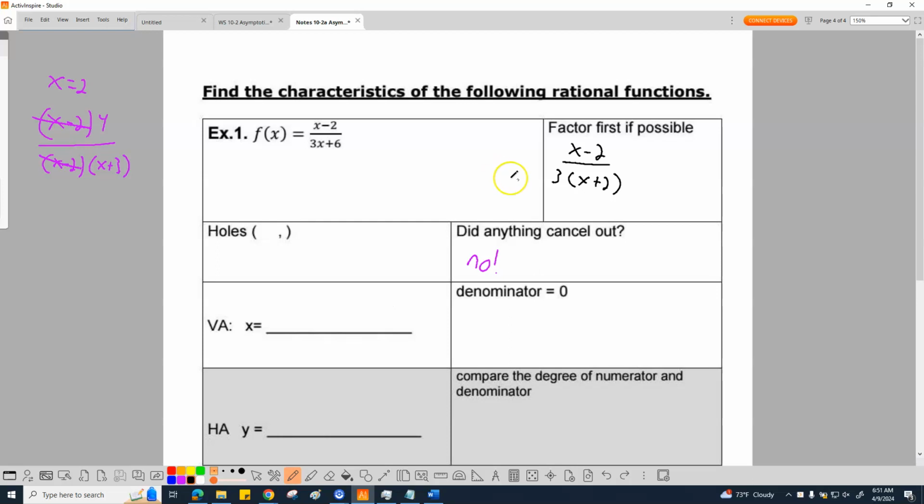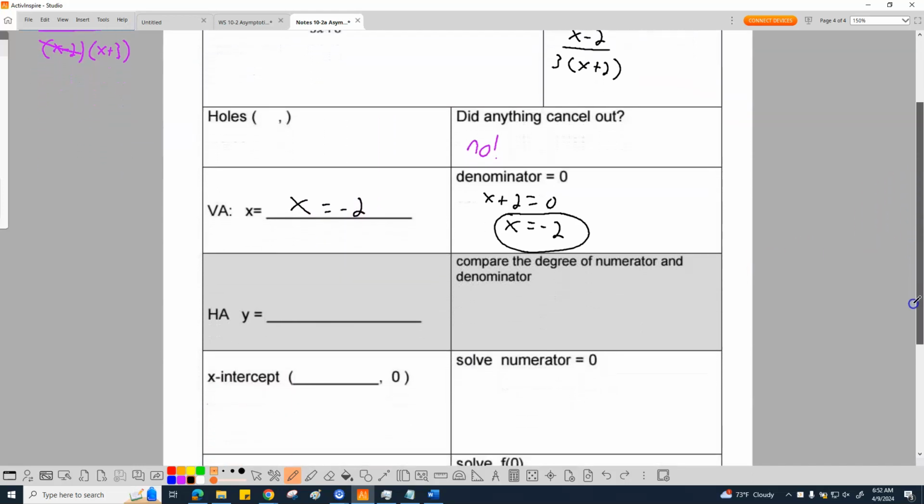So I'm going to set it equal to 0 and solve. And I'm just going to basically use my x plus 2. So I have x plus 2 equals 0. And that gives me x equals minus 2. So I basically have a vertical asymptote at x equals negative 2, which is awesome. Now I'm going to go ahead and take you down to the horizontal asymptote. Let's go look at horizontal asymptote.